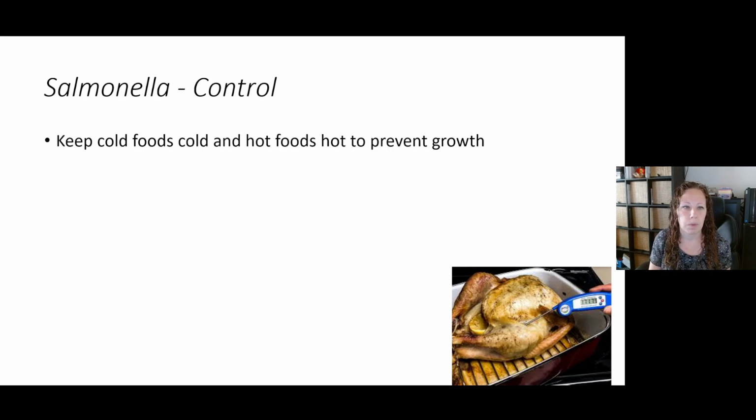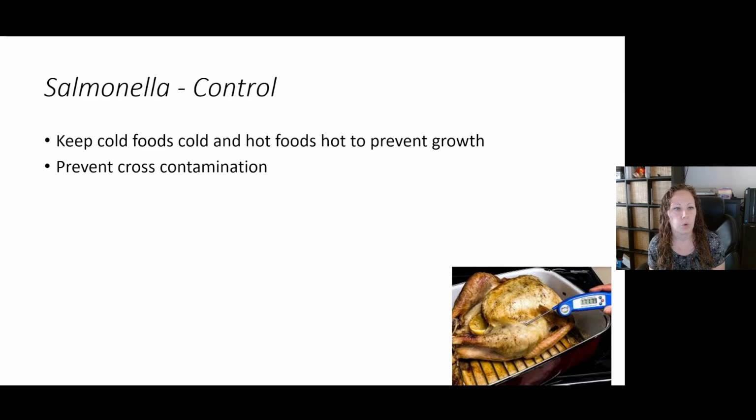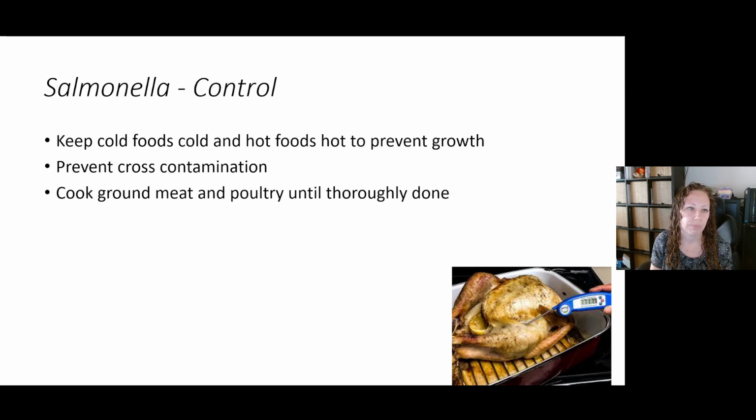So how do we control salmonella? Keep cold foods cold and hot foods hot. And that prevents growth. It is purely mesophilic, so if it's at refrigeration temperatures, it won't grow. If it is at hot temperatures, it won't grow. But if it is in that danger zone, then it can grow. You prevent cross-contamination, right? Don't have your raw chicken and then on the same cutting board, cut your cooked chicken if you haven't washed it yet. Or don't cut your fruits and vegetables that you aren't going to cook on that raw cutting board.